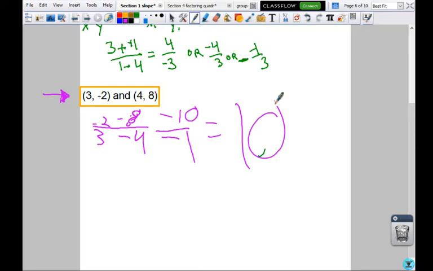If we are going to leave it as a fraction, what's a negative over a negative, really? Positive. So you could say just regular 10, or because we really like fractions, positive 10 over positive 1. That's the most reduced form.